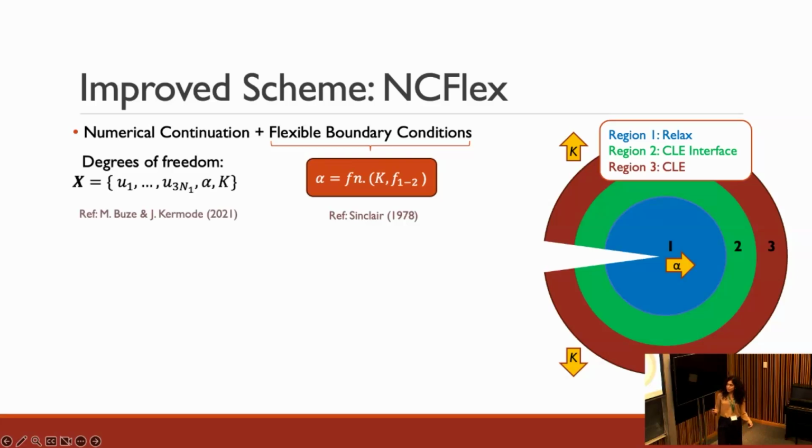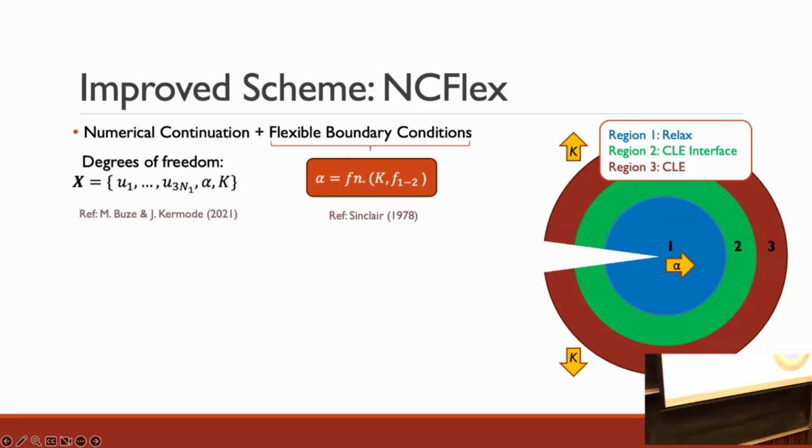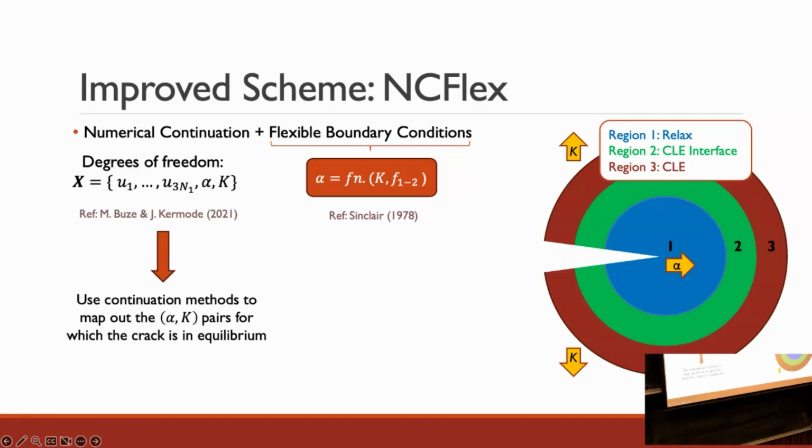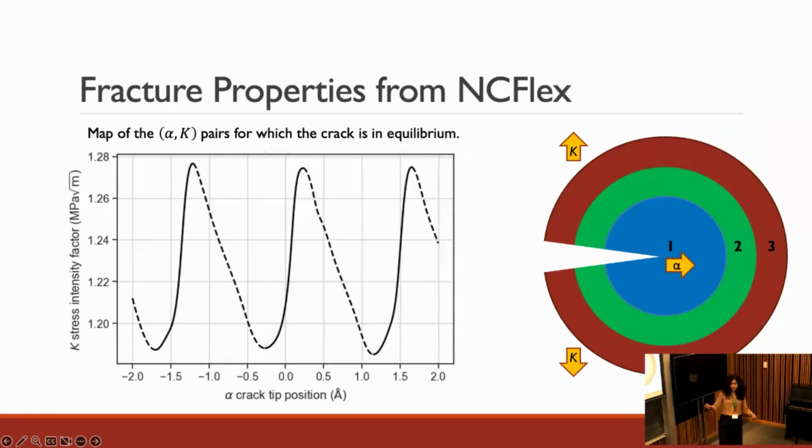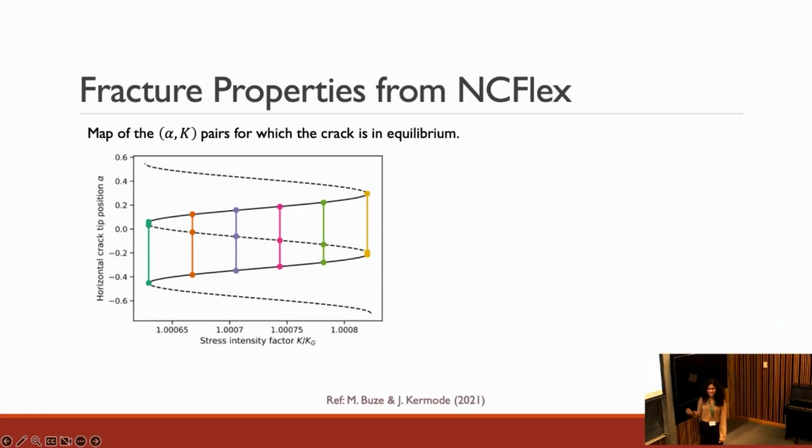Now you have an extended system where the degrees of freedom are not just the displacements of your region 1 atoms, but also alpha and K. That's why you can use numerical continuation. Like Maciek said, you start by finding one solution of alpha and K for which the system is in equilibrium, take a small step in K to find an adjacent solution, and then use the gradient with continuation to map out all the values of alpha and K for which the crack is stable. So what does such a map look like? It looks like this, where I've got alpha along the x axis and K, the applied stress, on the right. If I flip this, you get the plot that Maciek showed before from his paper, with alpha on the vertical axis and K on the horizontal axis.